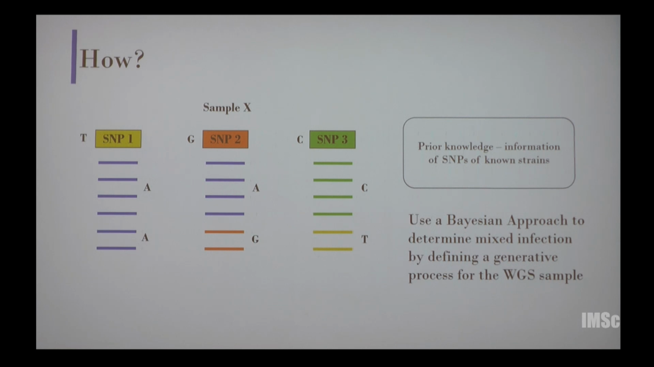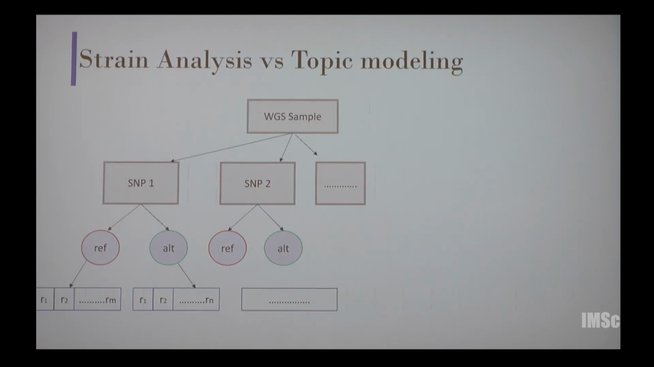Here, this indicates that we could use a Bayesian approach to determine the mixed infection by defining a generative process for the whole genome sequencing sample. So now let's see the generative process to generate a whole genome sequencing sample. A whole genome sequencing sample is nothing but a set of SNPs, and each SNP will take either a reference allele, an alternate allele, or in some cases both reference and alternate allele in the case of mixed infection, and each allele in turn will be supported by a set of reads.